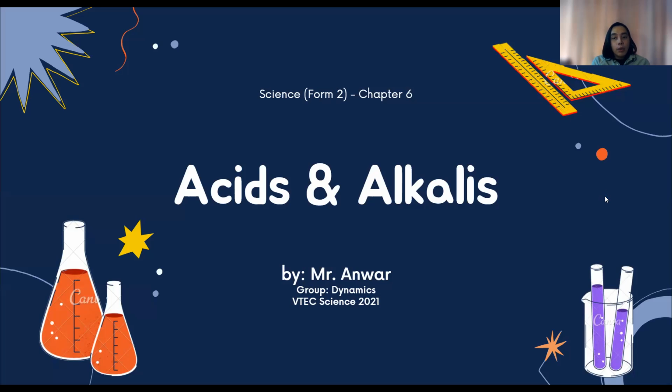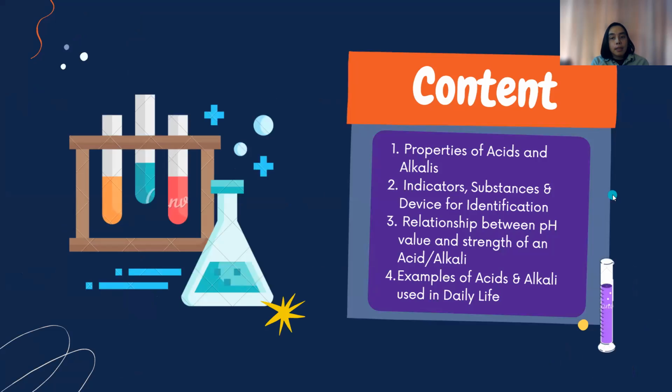So there will be four things that we will talk about in today's topic. First will be properties of acids and alkali. Second one will be indicators, substances, and devices for identification. Third will be the relationship between pH value and strength of an acid or alkali. And lastly, we will talk about examples of acids and alkalis in our daily life.